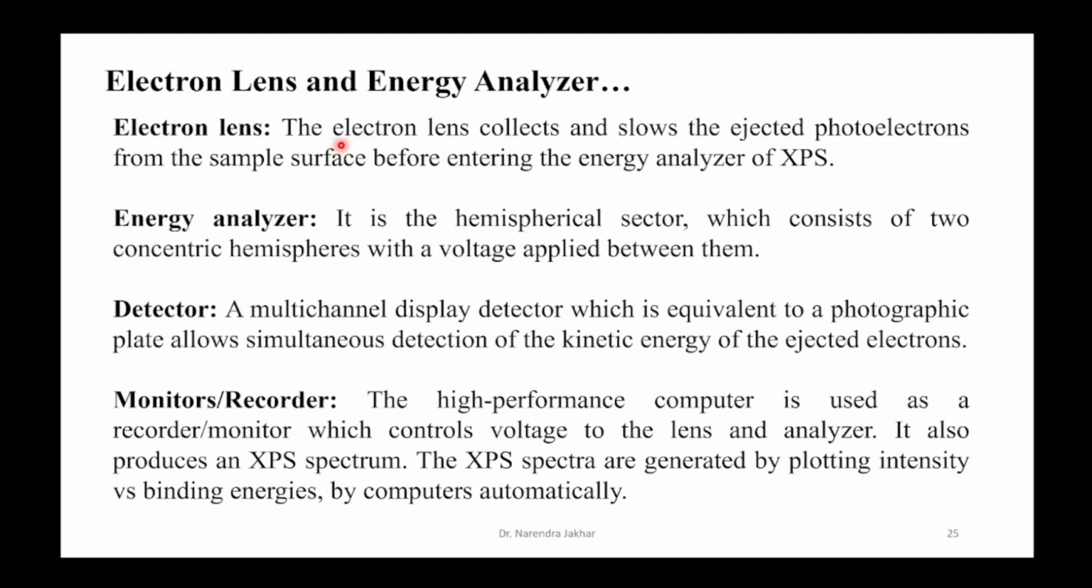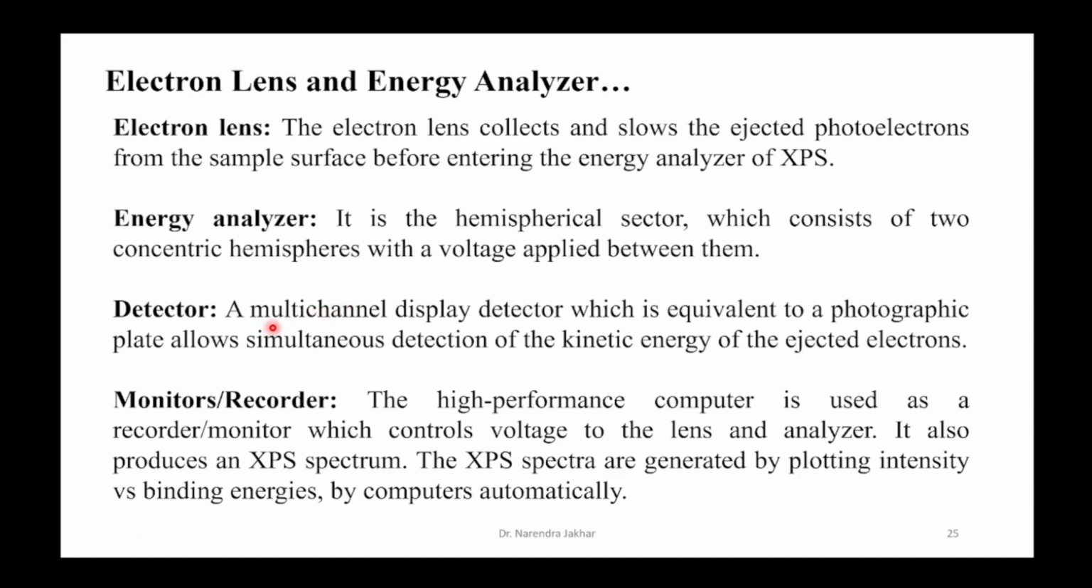The electron lenses collect and slow the ejected photoelectrons from the sample surface before entering the energy analyzer of the XPS. So they work before the electrons enter the hemispherical energy analyzer. Then the energy analyzer plays its role. It is the hemispherical sector, which consists of two concentric hemispheres with a voltage applied between them.